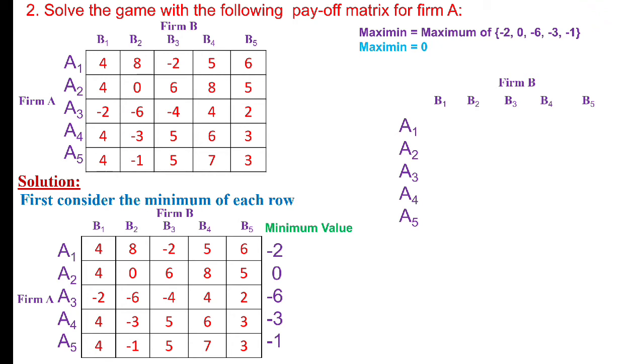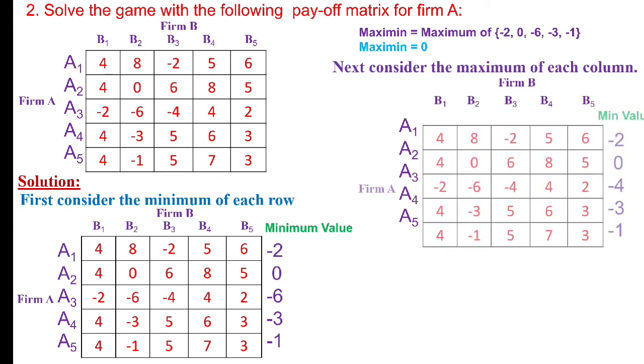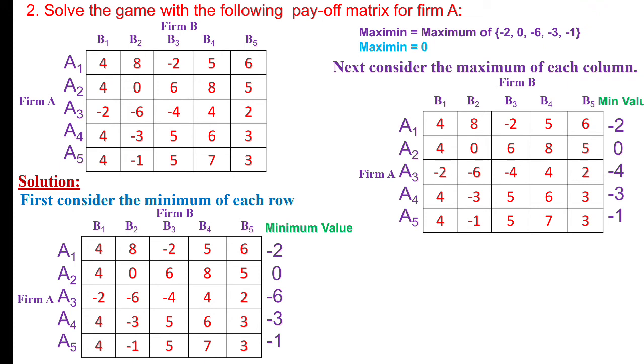Now we need to find out the maximum of each column. Already we found the minimum of each row. This is the value we got. Now the maximum of each column.